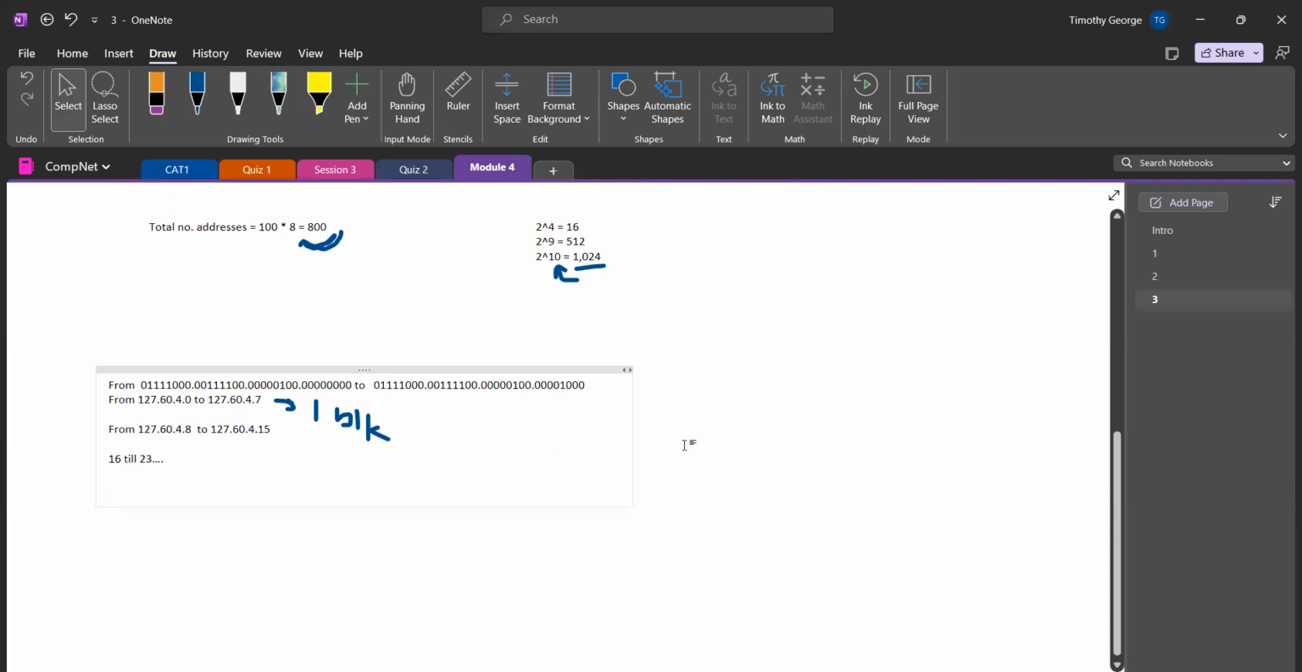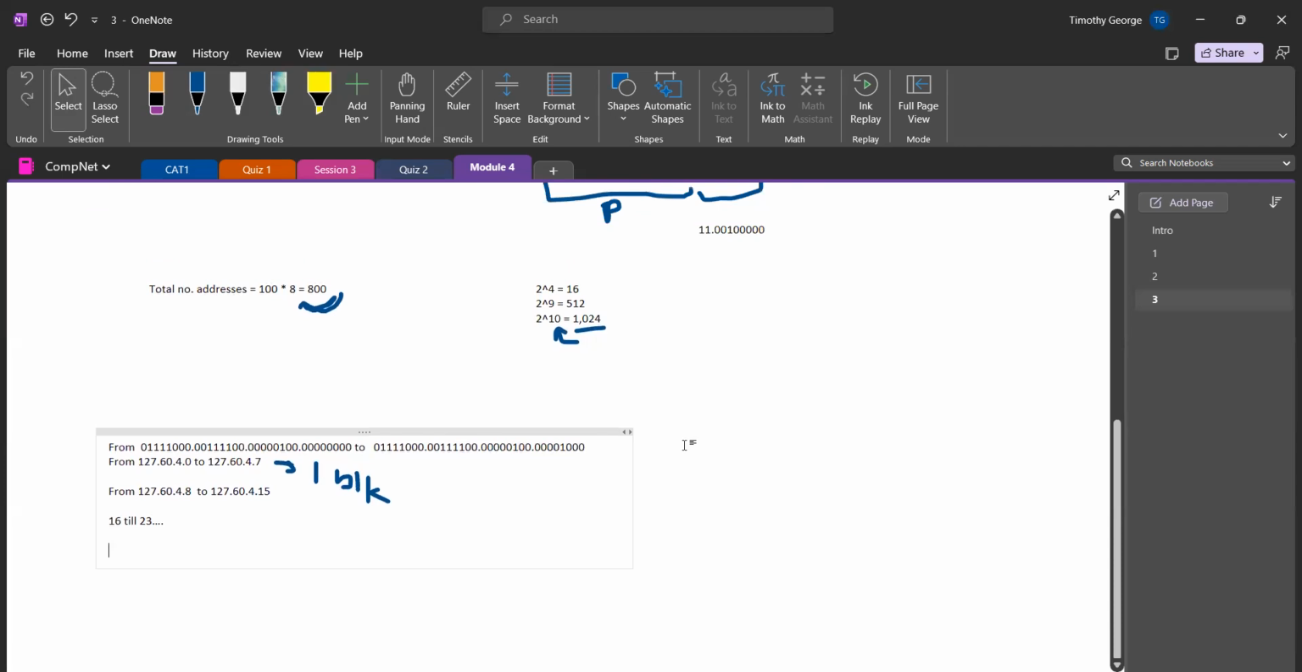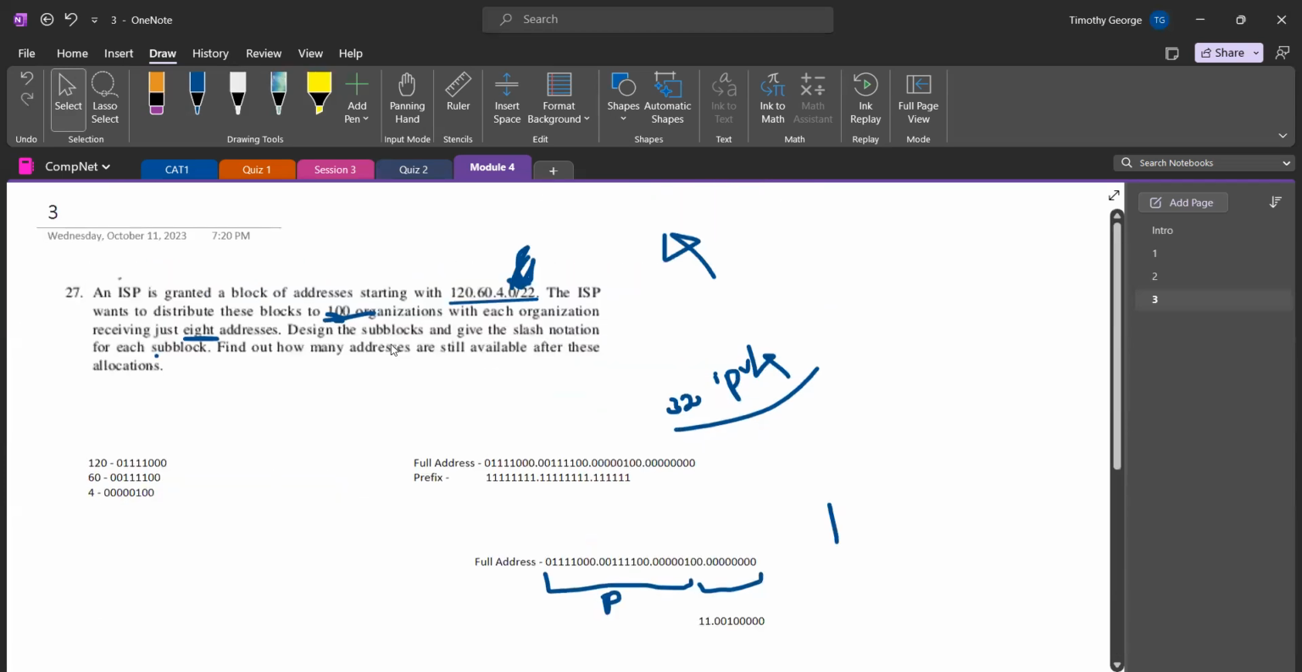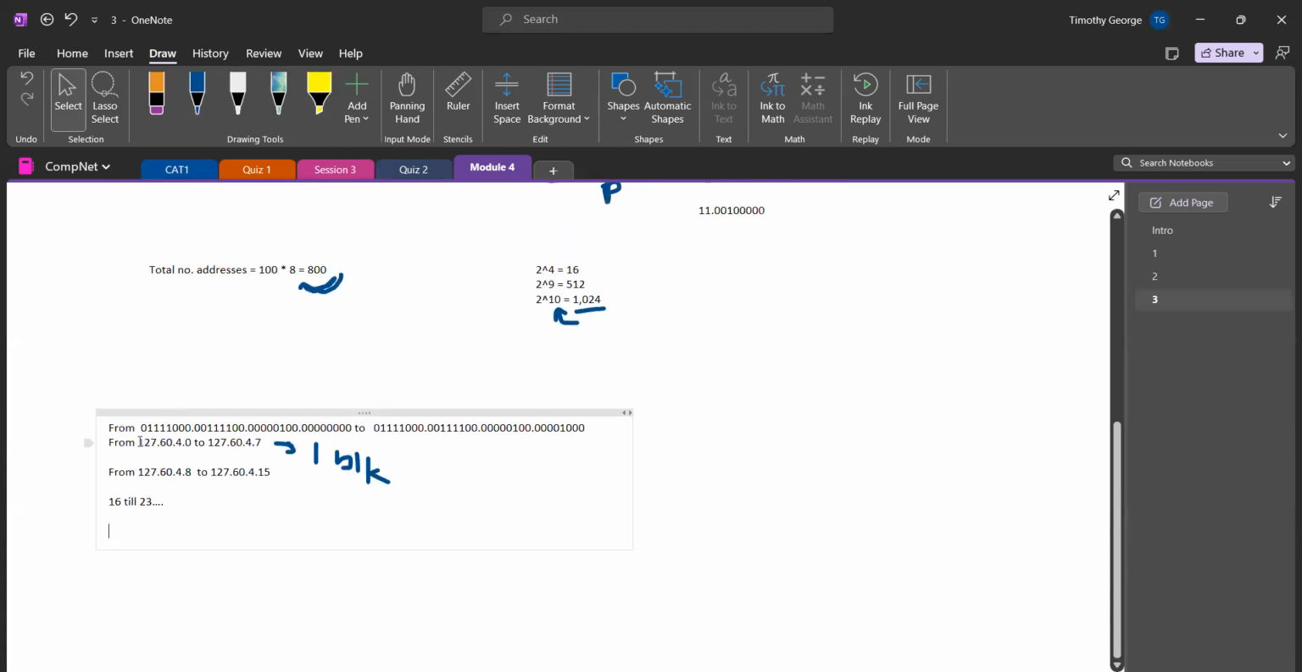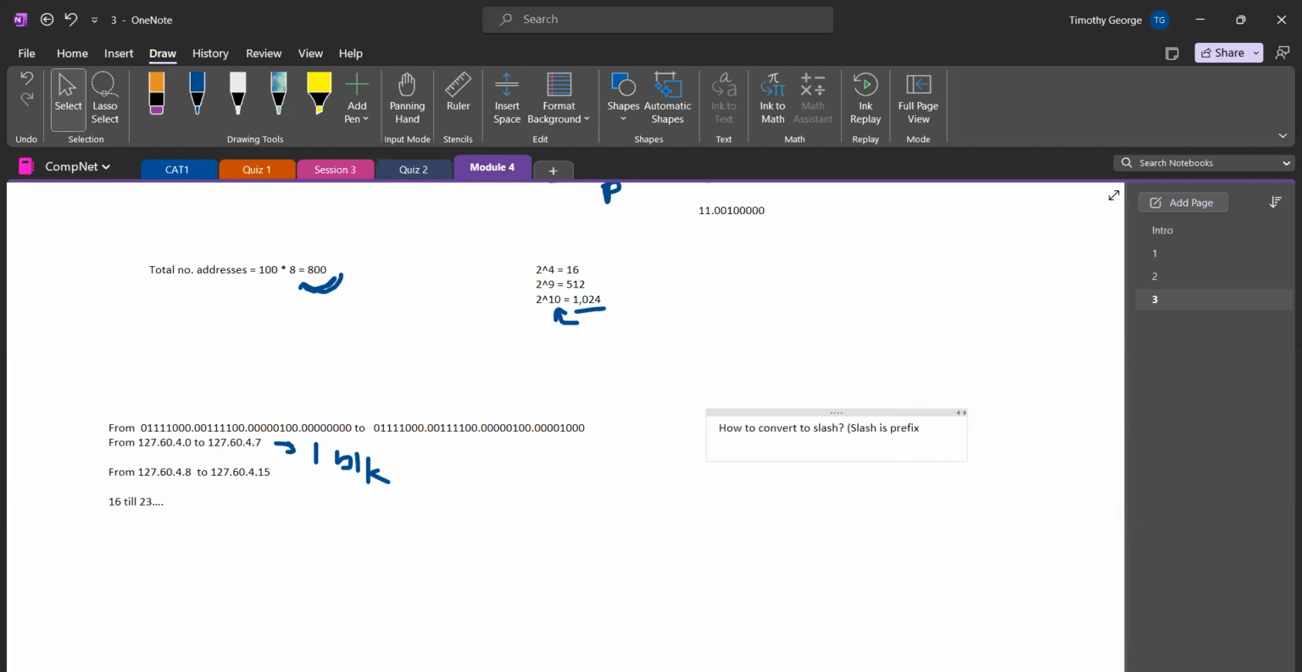So one thing they asked is to design the subblocks and keep the slash notation for each subblock. That we have not done. We have just given the addresses like this and no slash notation. So how to convert to slash notation? Slash means here we're talking about the prefix. Slash is prefix. How much can you assign for prefix in this?